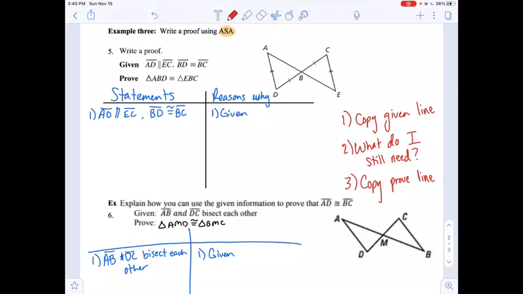All right, let's talk about proofs for angle, side, angle, and angle, angle, side. Now, what we should always do is start off with the given line. Copy down the given line. That's our first order of business. Copy down the given line, and then start looking for what you would need. Notice we're proving by angle, side, angle here.